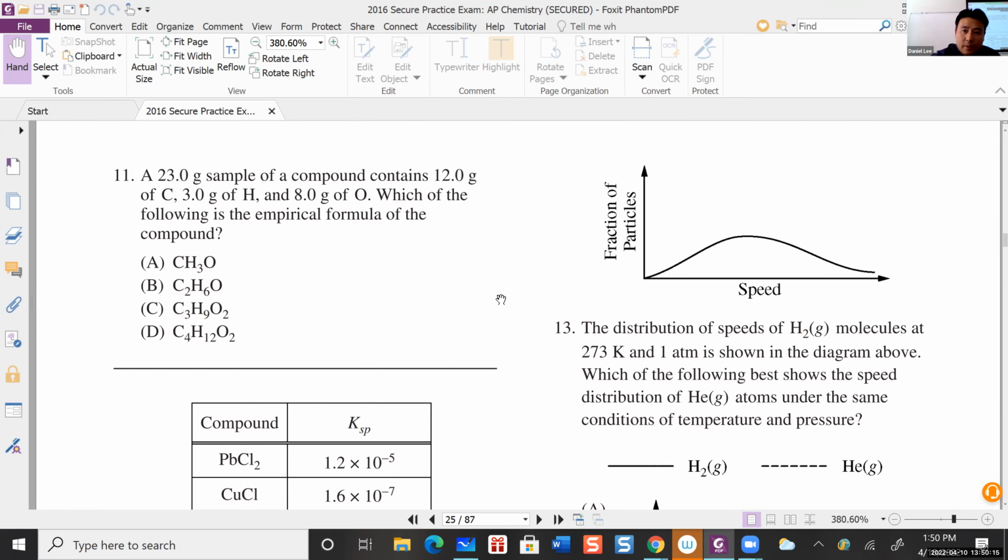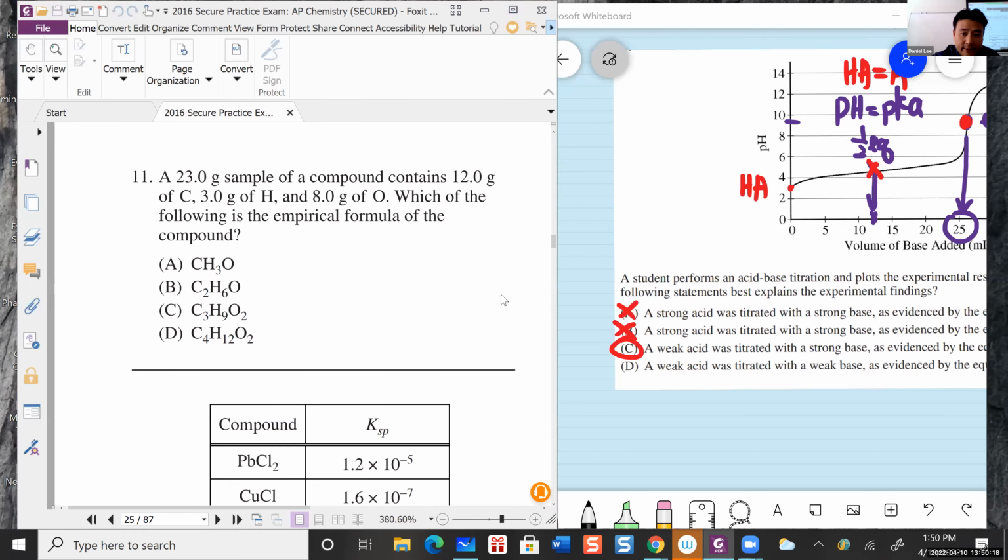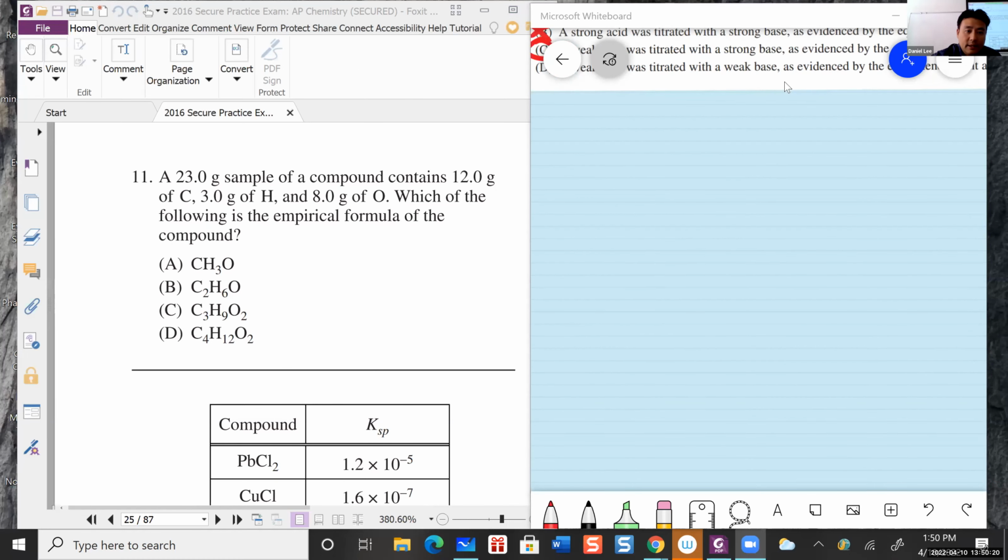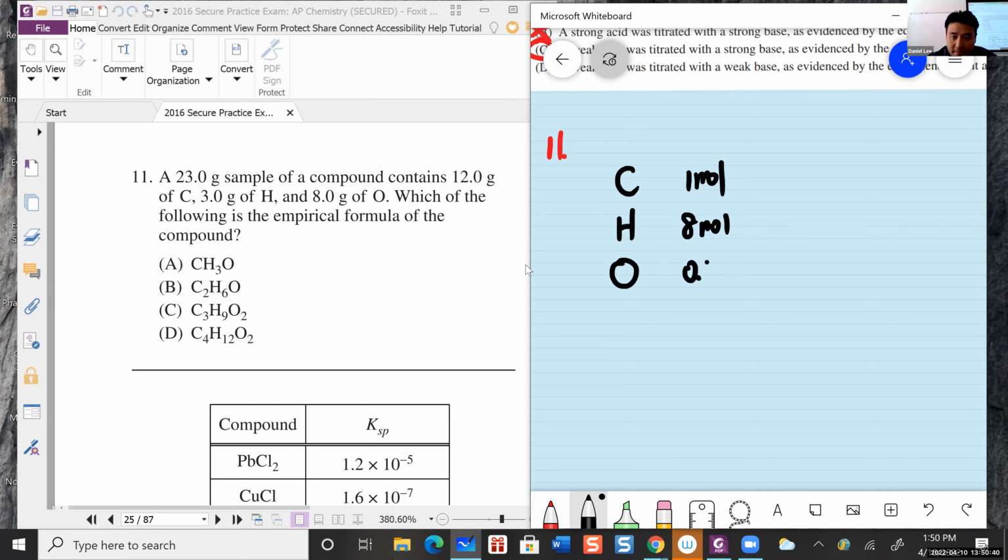Number 11, because you cannot use a calculator, one way is that you still do it because the numbers look okay. You just convert grams to moles. So for example, 12 grams of carbon is 1 mole of carbon. And hydrogen is 8 grams, so that's 8 moles of hydrogen. And oxygen is 8 grams, that would be 0.5 moles of oxygen. Then the next step is divide by the smallest mole. So you divide by 0.5, divide by 0.5, divide by 0.5. So the ratio for oxygen is 1, for hydrogen is 16, for carbon is 2.